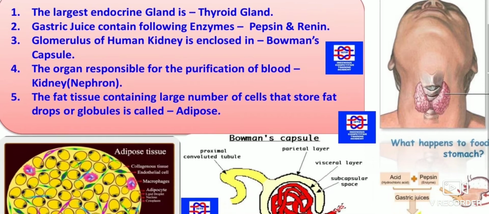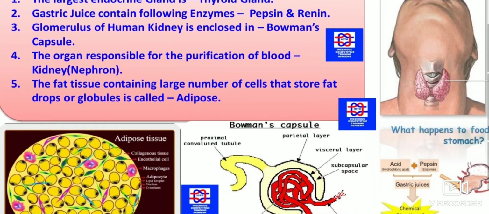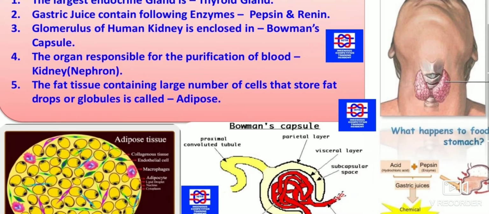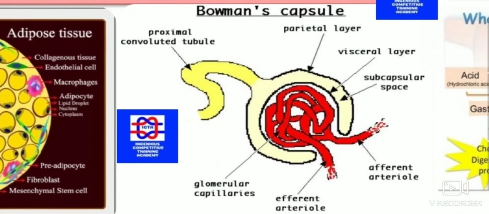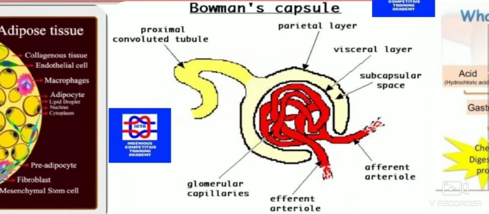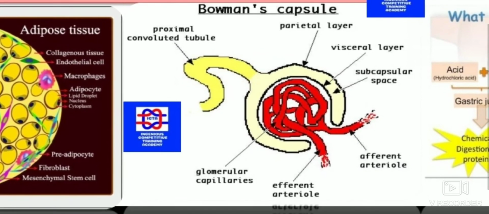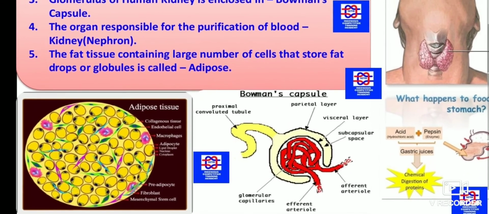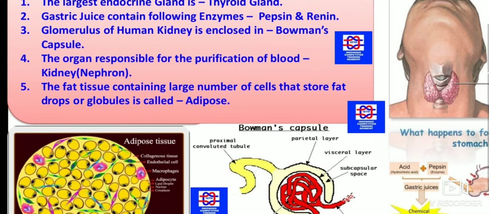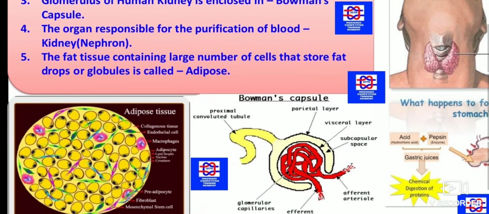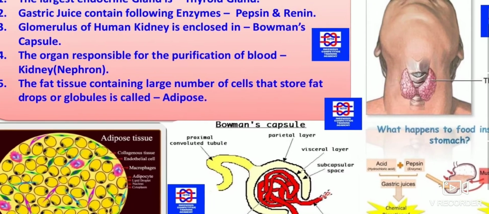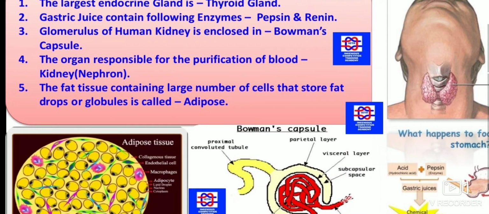Next, the glomerulus of the human kidney is enclosed in Bowman's capsule. This is what Bowman's capsule looks like. The kidney is covered and surrounded by this Bowman's capsule. The organ responsible for the purification of blood is the kidney, whose functional unit is the nephron.